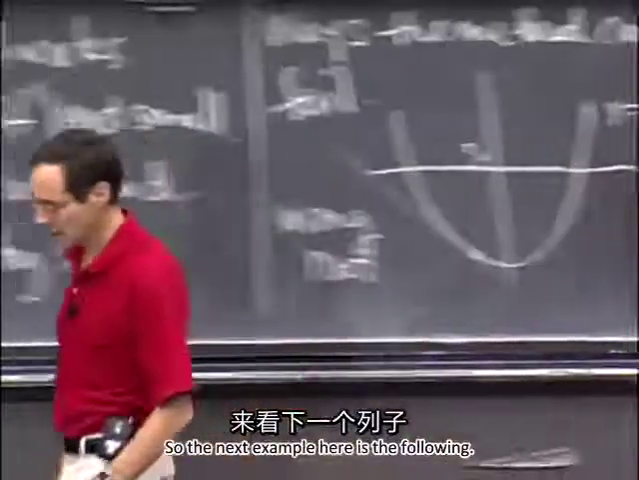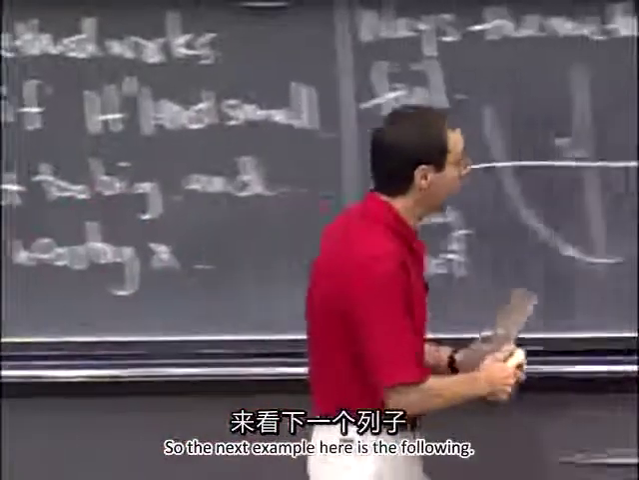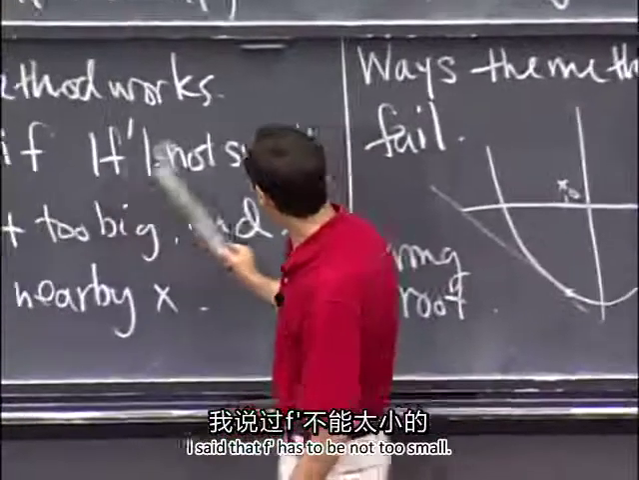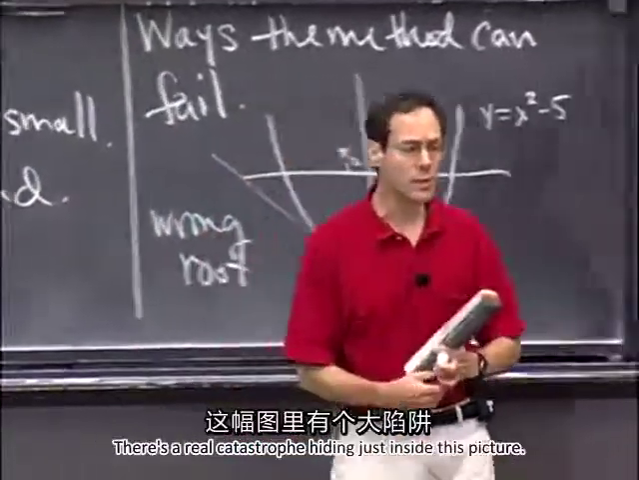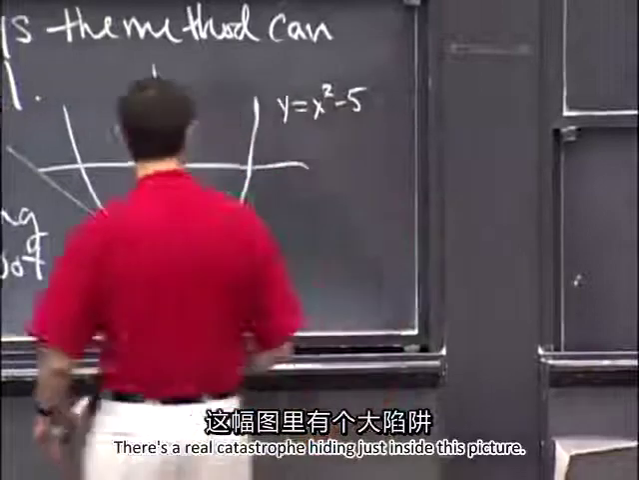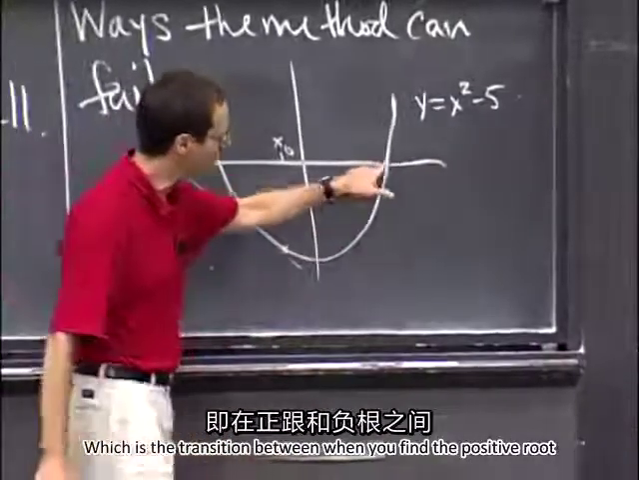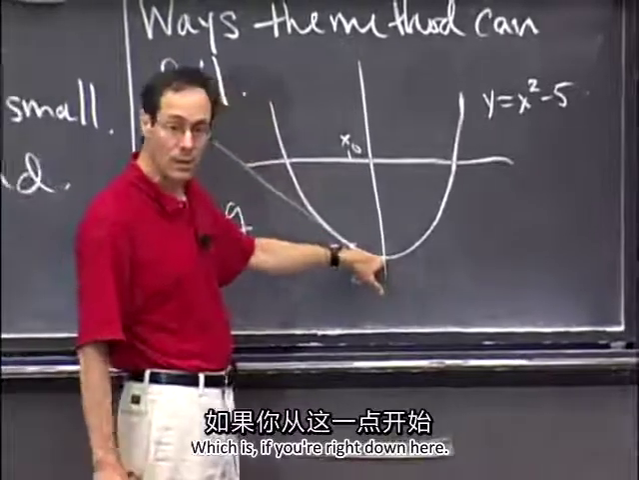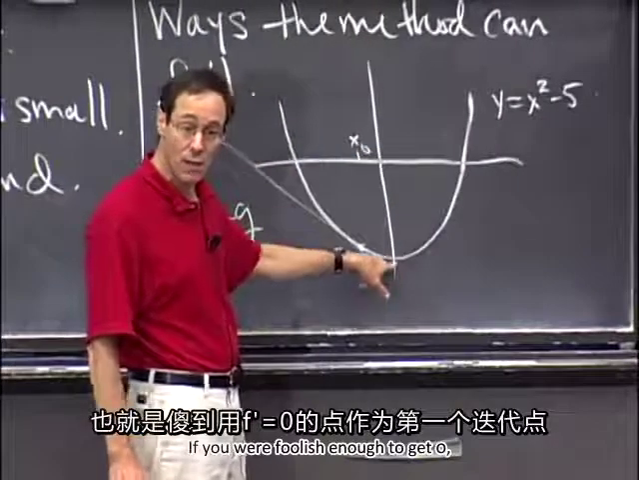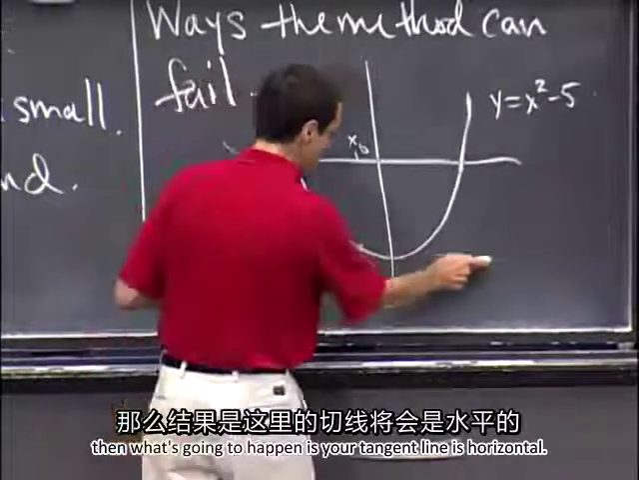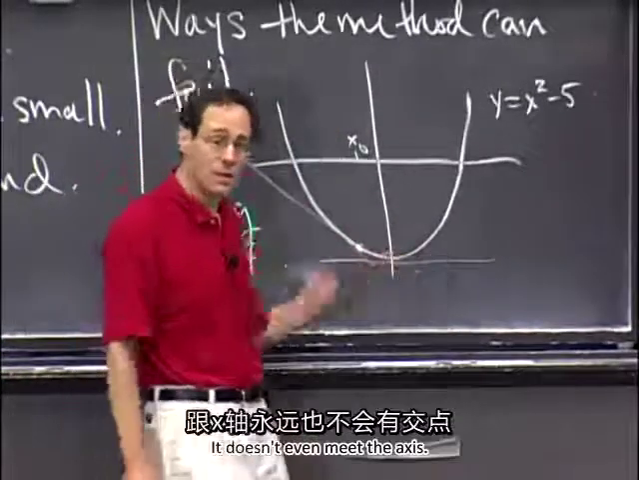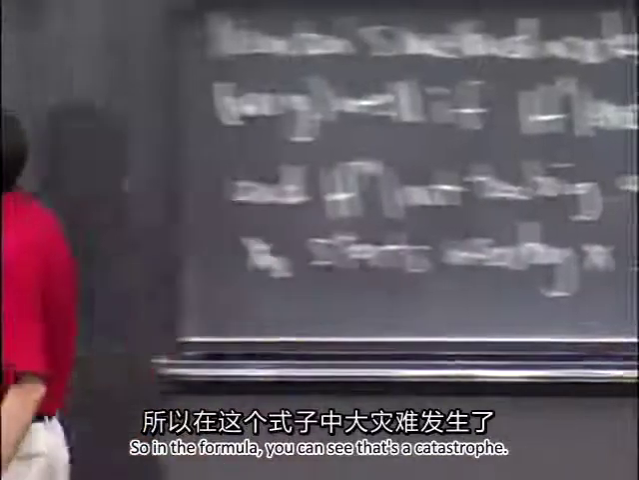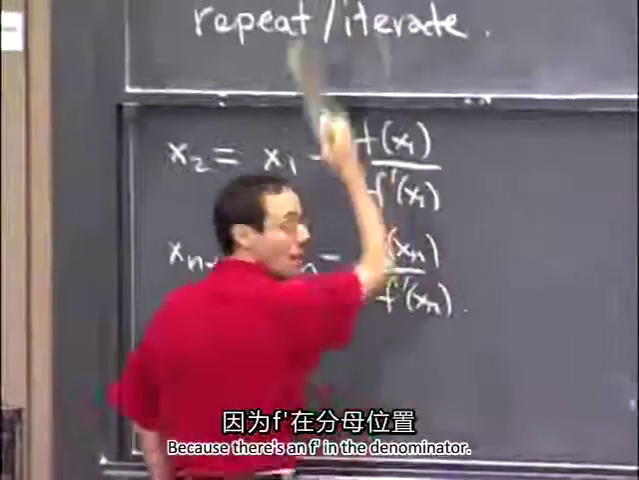Okay, so the next example is the following. I said that f prime has to be not too small. There's a real catastrophe hiding just inside this picture, which is the transition between when you find the positive root and when you find the negative root, if you're right down here. If you were foolish enough to guess 0, then your tangent line is horizontal. It doesn't even meet the axis. So in the formula, you can see that's a catastrophe because there's an f prime in the denominator.